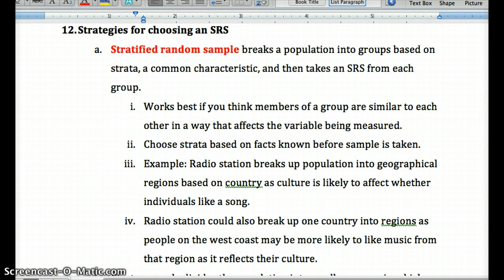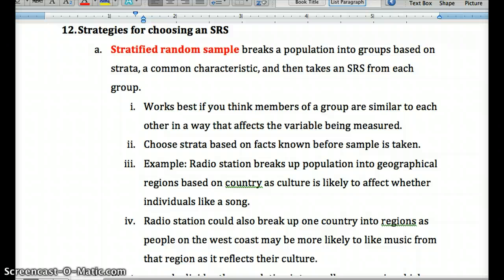Let's take a look at some different strategies for choosing an SRS. A stratified random sample would break a population into groups based on a strata, or another definition of that would be a common characteristic, and then take an SRS from each group. So if you think members of a group are similar to each other in some way that affects the variable being measured, for example, if you think your gender is going to affect the answer to a question, you could break them up into male and female groups and take an SRS of 30 from each group. So you choose the strata based on facts known before the sample is taken.